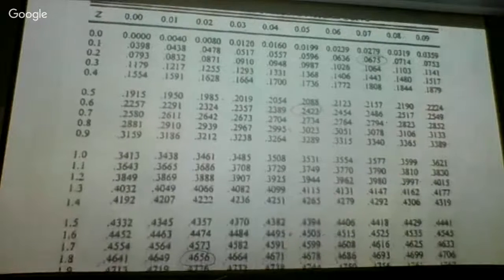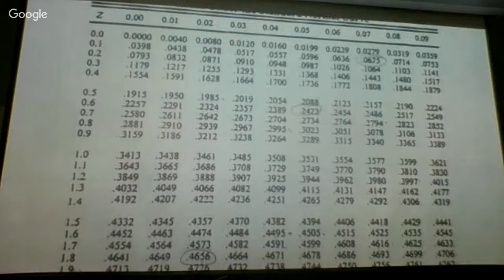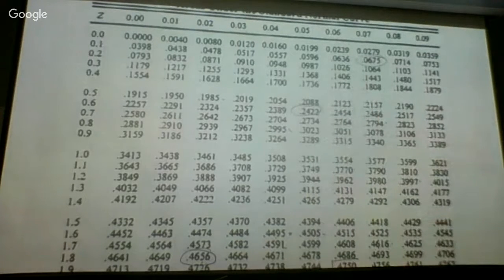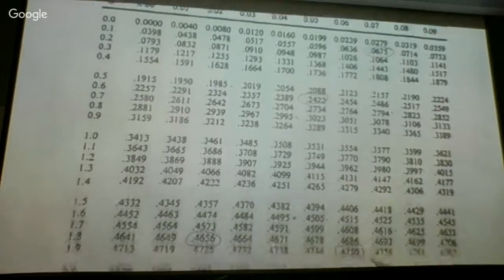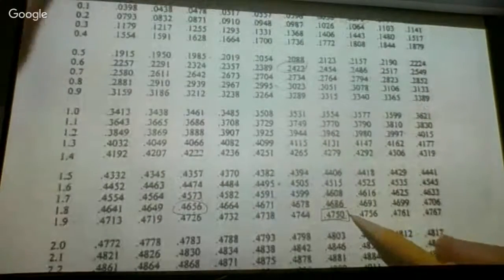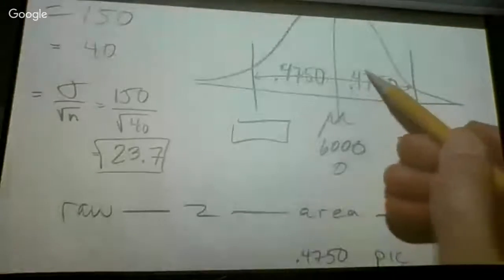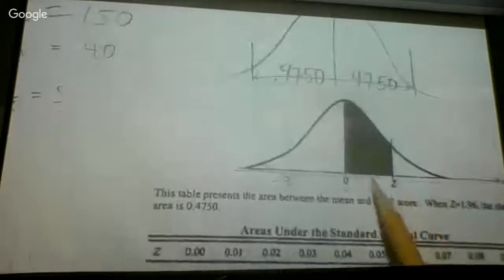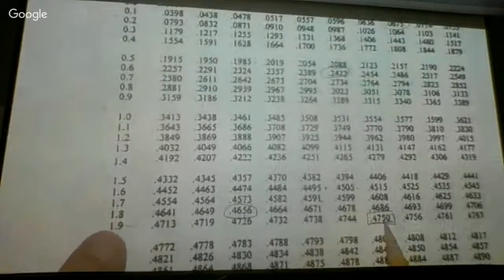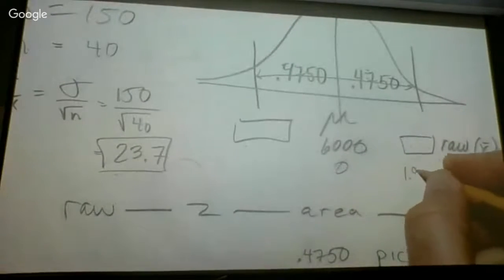So for a z-score, you start in the middle here, look for 0.4750, because that's the value which is in my area, which looks like my picture. 0.4750 corresponds to a z-score of plus and minus 1.96.